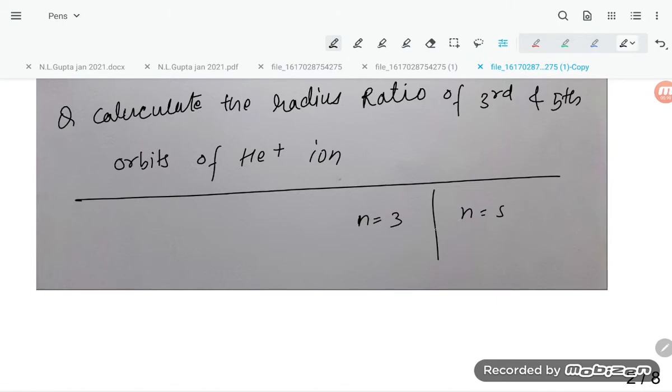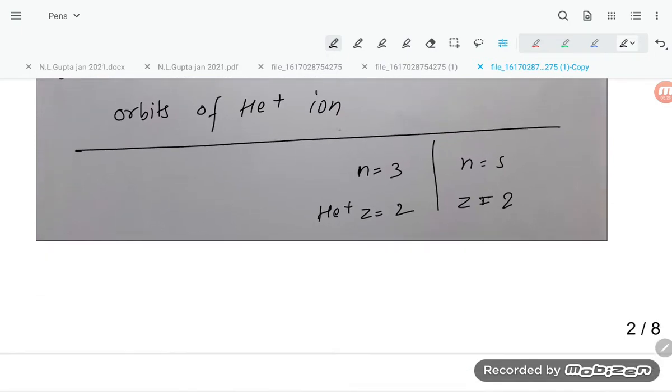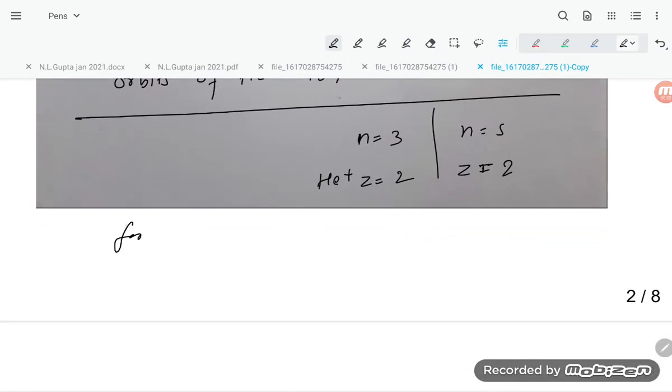Okay, they are talking about helium plus. What is the Z value for helium plus? It will be 2. So for the third orbit, they are asking for the ratio of the third and fifth orbit.